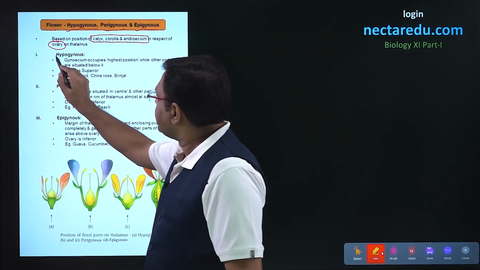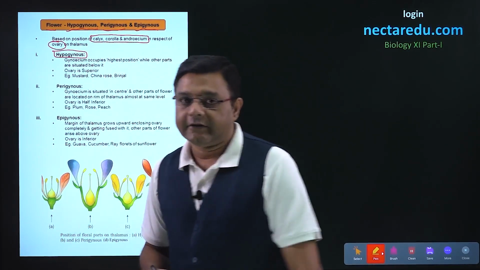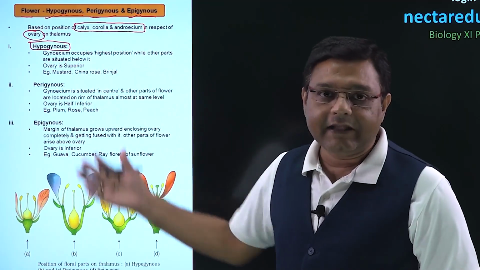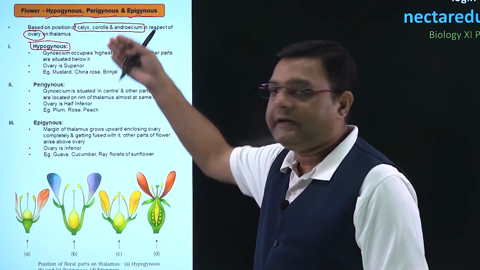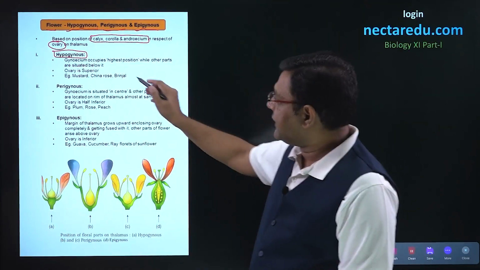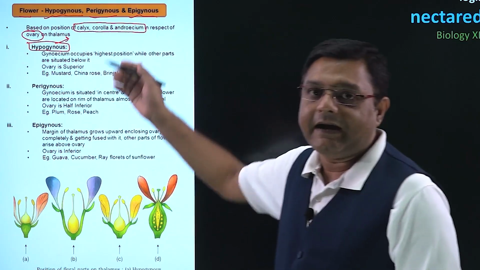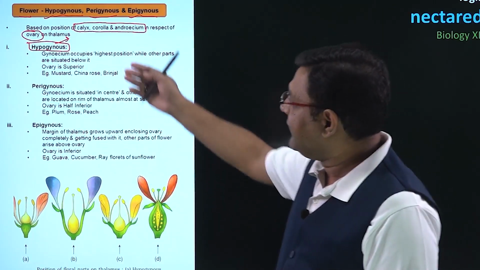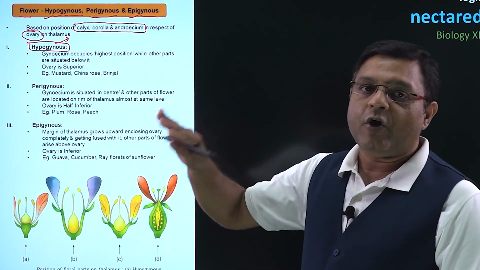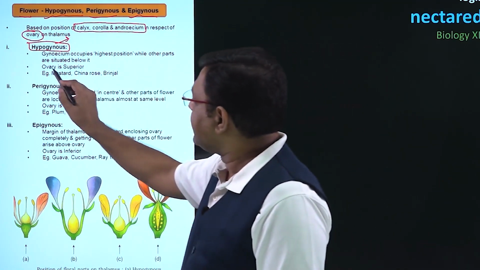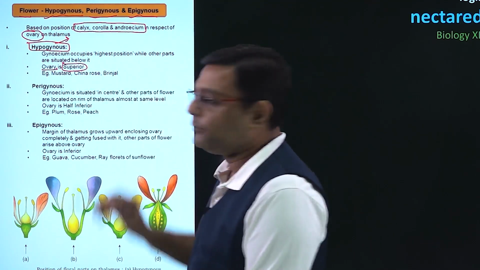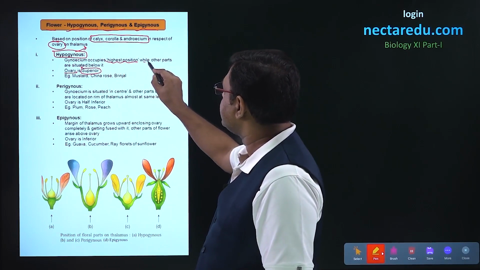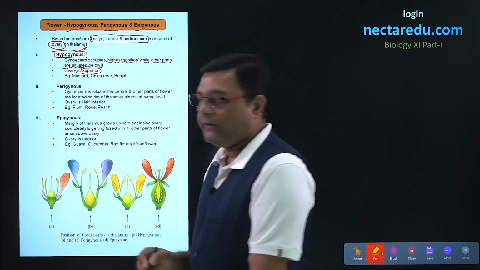We will start with the first condition, that is the hypogynous condition. So, in simple terms, hypogynous means that all the structures which are present will be below the ovary. Now, the term ovary refers to gynecium, and that is why we call it hypogynous. So, all structures will be below the ovary, and obviously the ovary will be at the top, and that is why we say that the ovary is superior. We can say that gynecium or ovary will occupy the highest position while other parts will be situated below it.